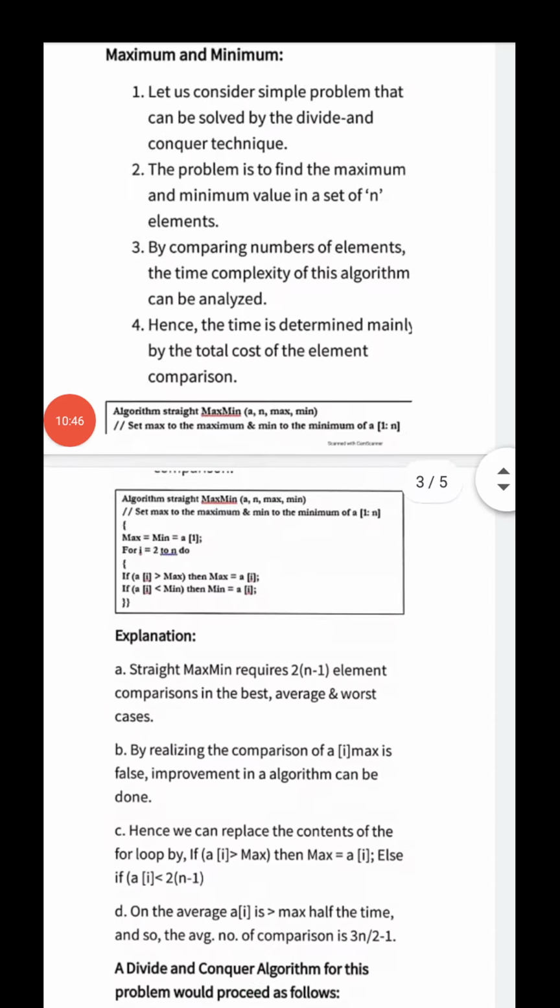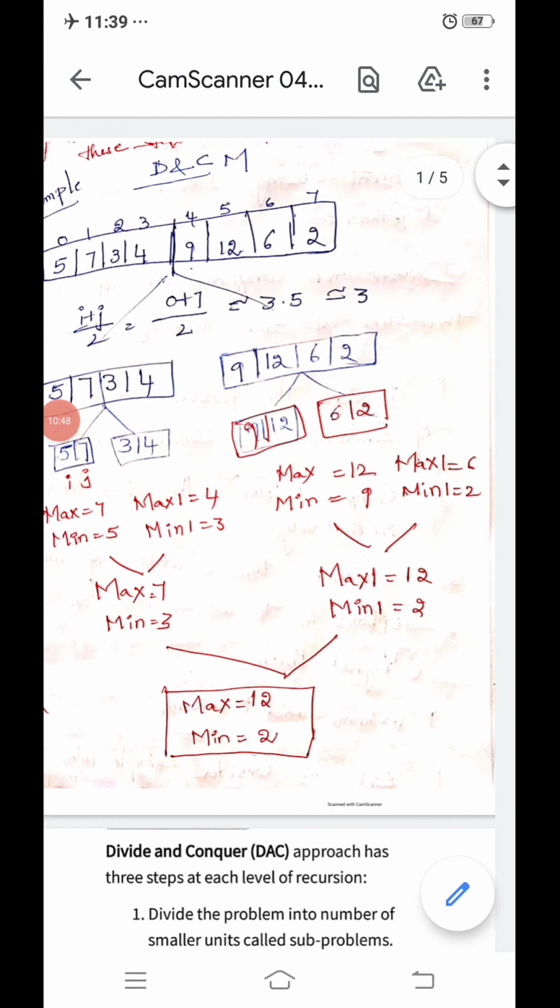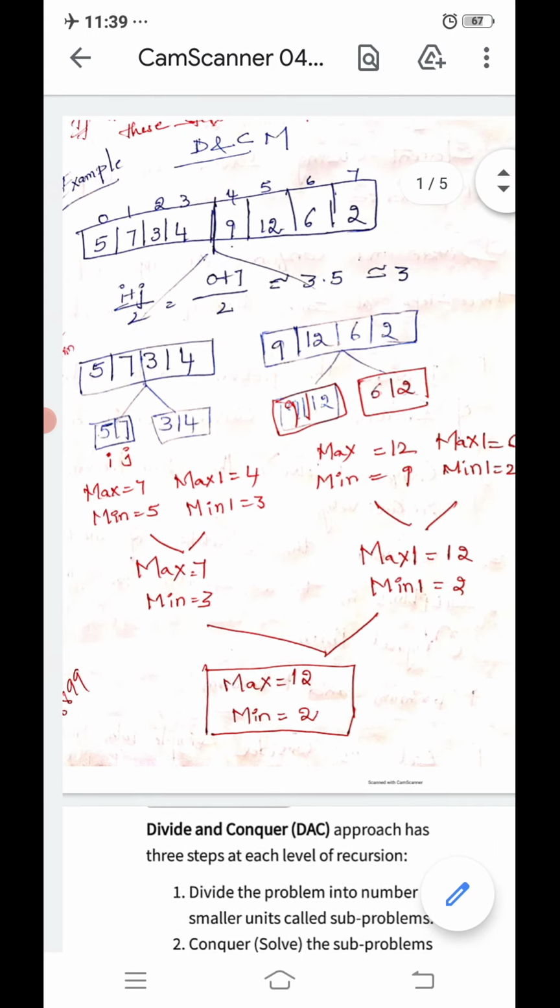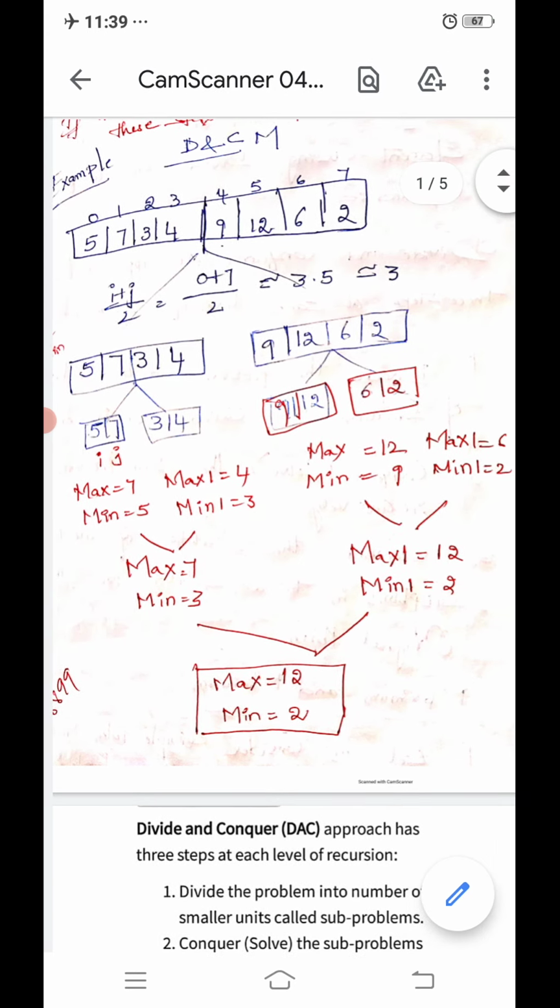Now we have to see one example of finding the maximum and minimum element by using the divide and conquer technique. Let us see this example here. This is nothing but an array consisting of a group of elements. Let us consider 0 to 7 elements, nothing but n is equal to 8, in the sense the size of the array is equal to 8 elements.